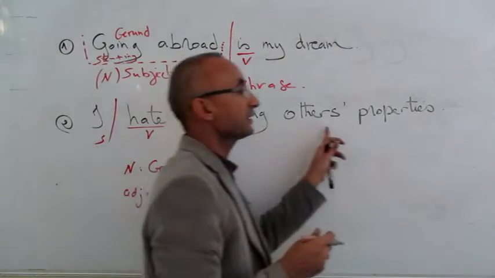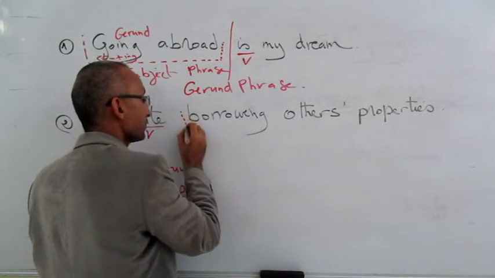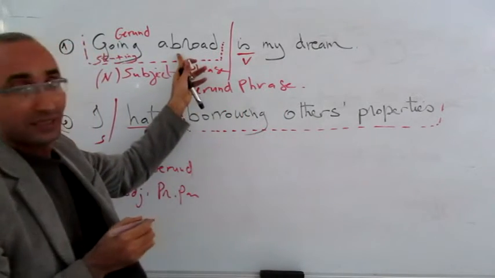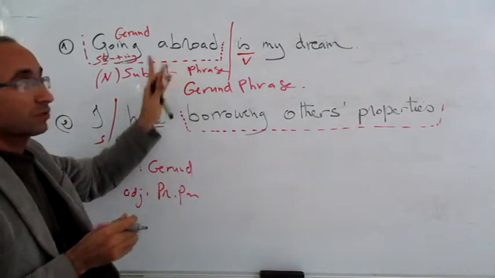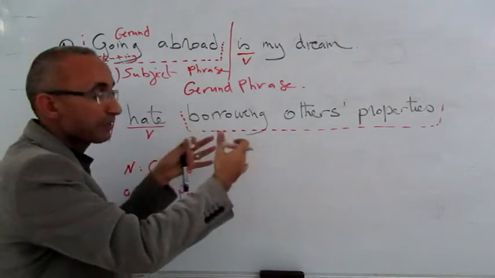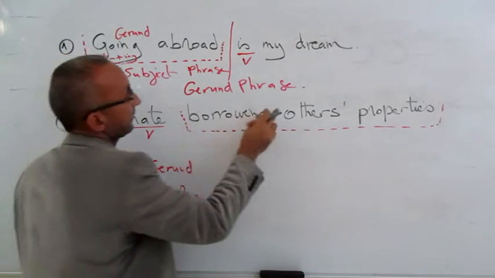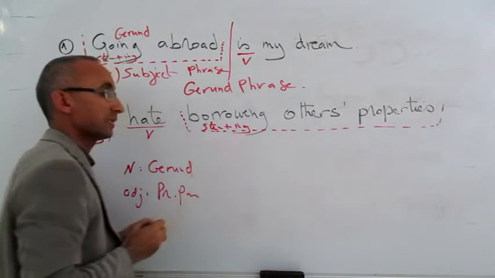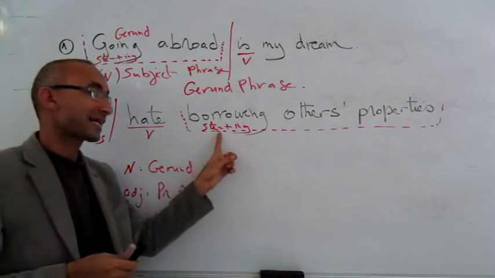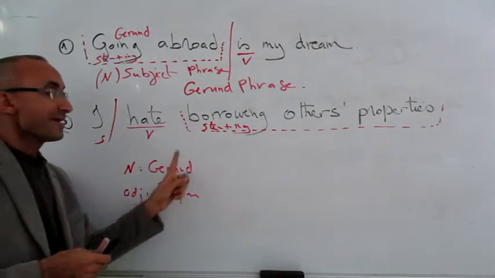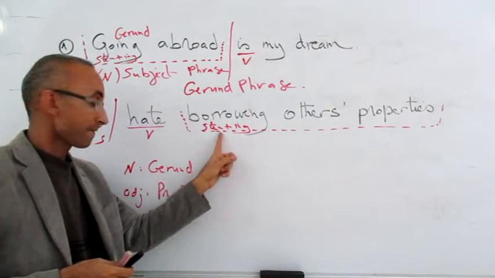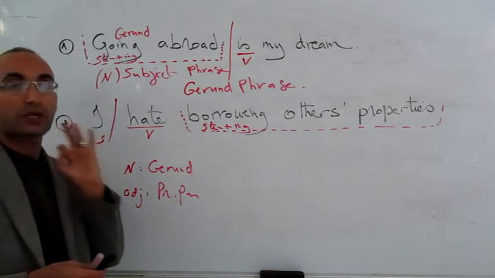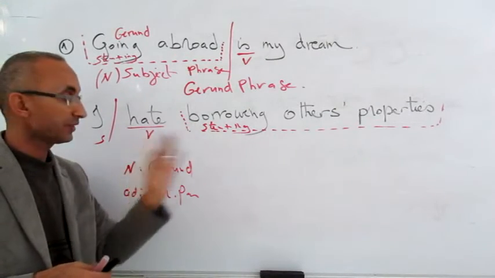Borrowing others' properties. Here I have a group of related words. As you see here, the phrase doesn't contain either a subject or a verb. Only words come together to complete the meaning. That's all. Clear? Here also this phrase starts with the form stem plus ing. So if this form acts as a noun, it's going to be a gerund. If it acts as an adjective, it is a present participle. Let's ask what question to find out its real nature.